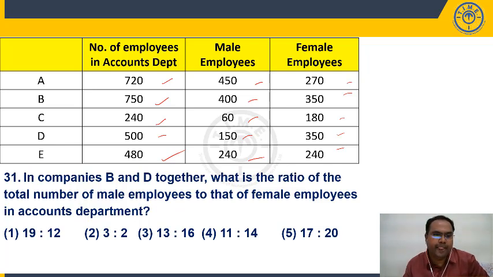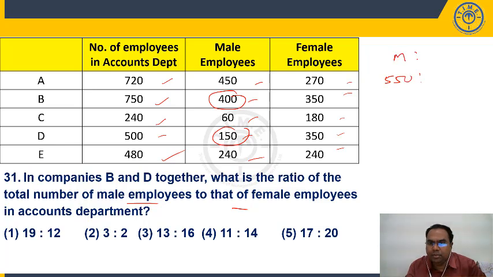Question number 31. Questions will be easy, students. The only thing is that you have to convert these percentages and this ratio into values. In companies B and D together, what is the ratio of the total number of male employees to that of female employees in the accounts department? Males: 400 plus 150, 550. Female employees: B and D, 350 plus 350, 700.